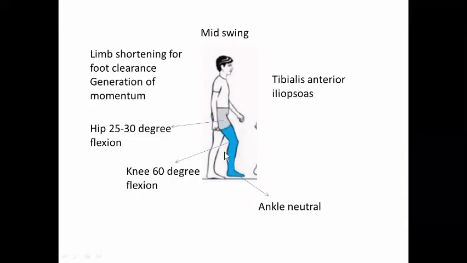The tibialis anterior and iliopsoas are the prime mover muscles for this range of motion, as the tibialis anterior is maintaining the foot in neutral position against gravity, and the iliopsoas is maintaining the hip in flexion of about 25 to 30 degrees. It is also working against gravity.